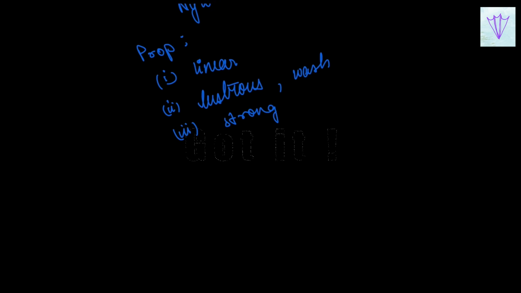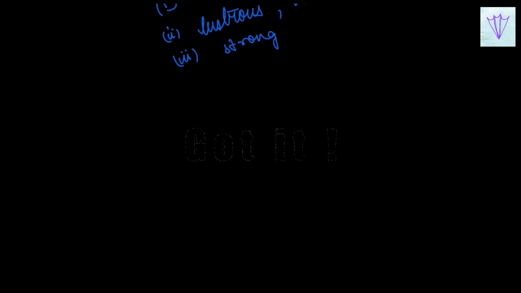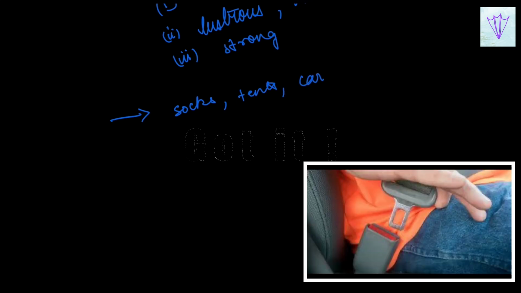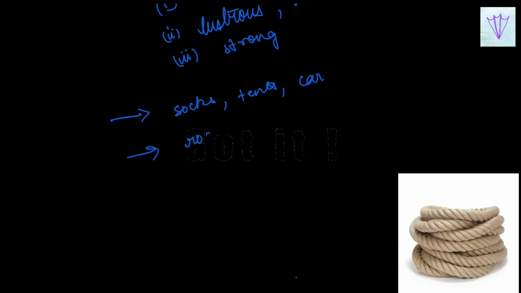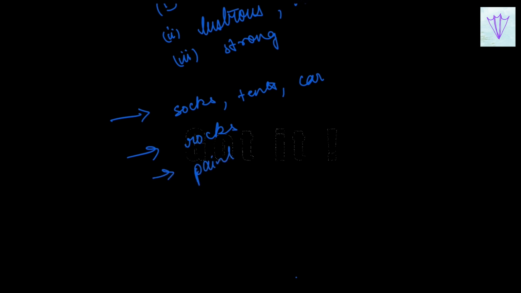So it can be used for the following purposes. The first use is that nylon is used for making various household goods like socks, tents, car seat belts, sleeping bags, curtains, stockings, and many more. It is used in making ropes for rock climbing, and it is used for making paint brushes.